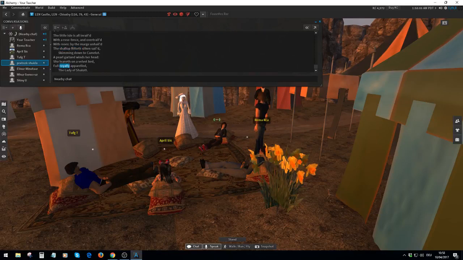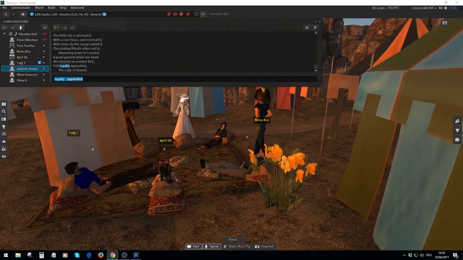Okay, well done. She leaneth on a velvet bed, full royally apparelled. Ooh, royally apparelled. Any idea what that means, to be full royally apparelled? Any guess? Very splendid ornaments, royal ornaments. Yeah, so basically dressed as if she's royalty. Royally apparelled. So try it, Rima. Royally, for starters. Like royal, royally turns into an adverb. Royally apparelled. That's it, good.